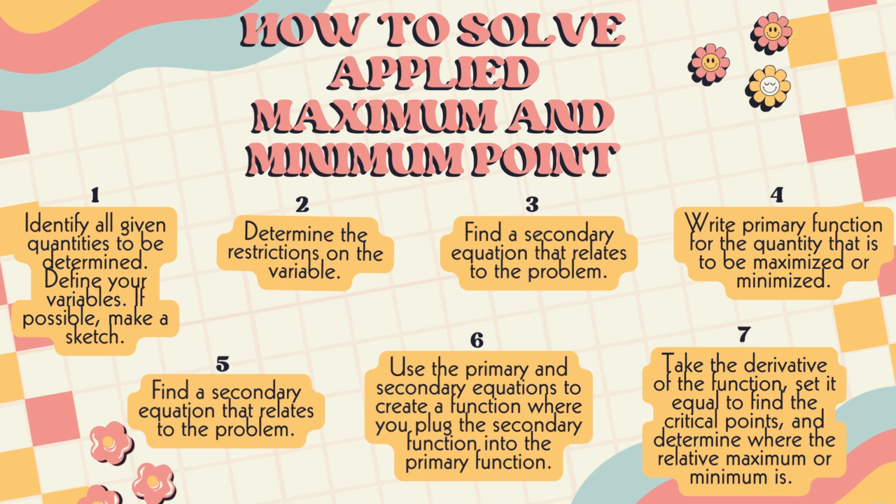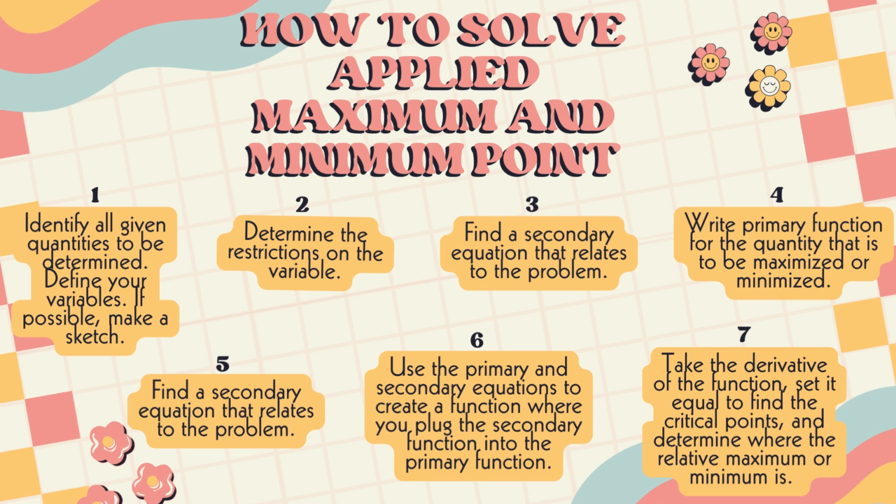First, we need to identify all given quantities and the quantities to be determined. We can define our variables. If it is possible, make a sketch. Second, we need to determine the restriction of the variable. Third, find a secondary equation that relates to the problem. Fourth, write the primary function for the quantity that is to be maximized or minimized.